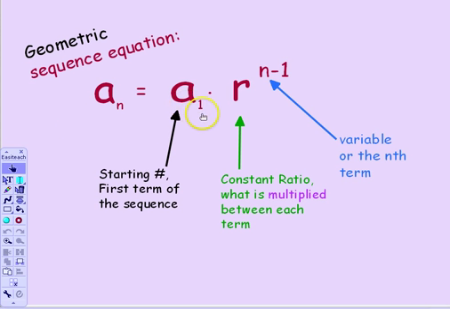A sub 1 is still our first term. That subscript tells us what term we're talking about. R is called the constant ratio. That's what's being multiplied between each term. If it's a division problem, remember to use the reciprocal. R is what's multiplied between each term. N is again our variable, and in this case it's n minus 1, and that whole thing is the exponent to the R term, to that constant ratio term.